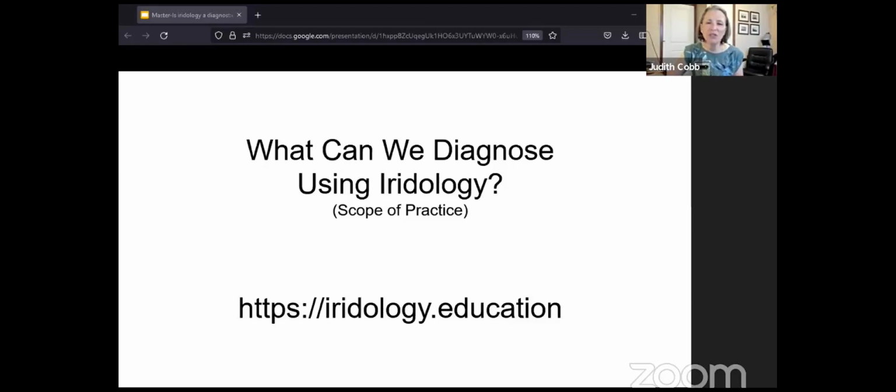We want to ask the question, what can we diagnose using iridology? Right? Now, what we need to do first is define a word. What does diagnosis mean? Diagnosis means to name a disease. So we go to a doctor or a naturopath in some places in the world who is able to run tests, analyze those results, then give us a disease name and create a protocol based on that.